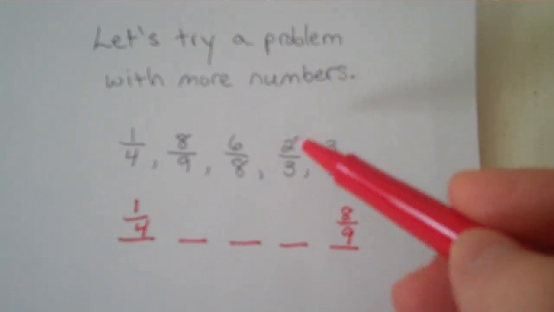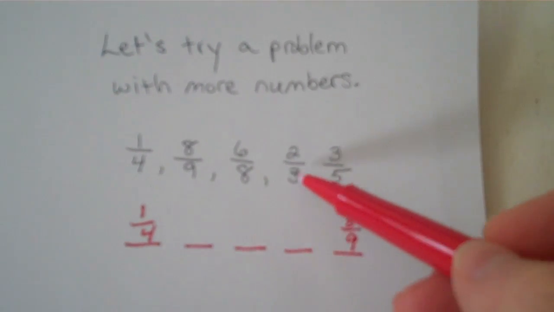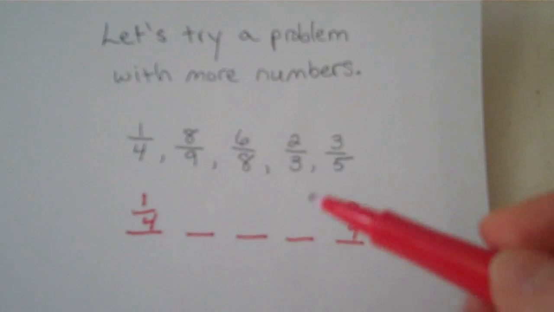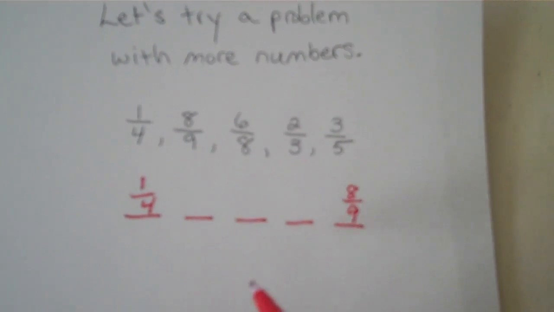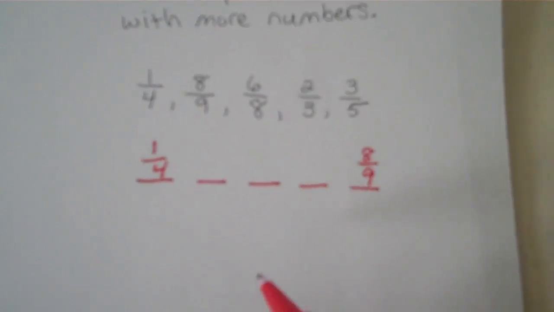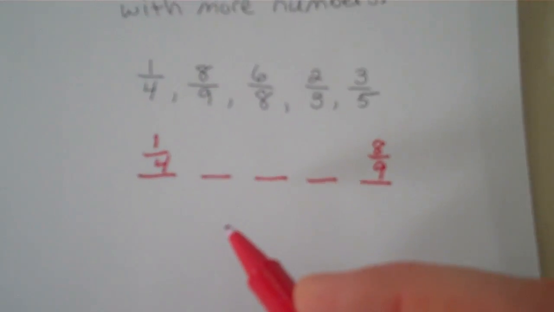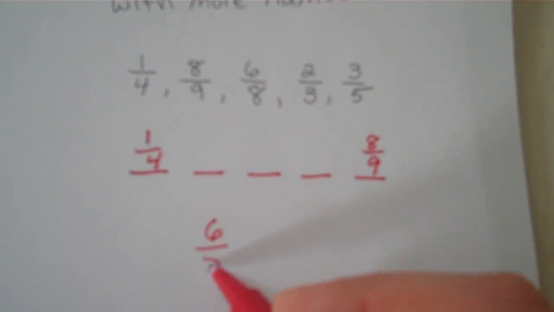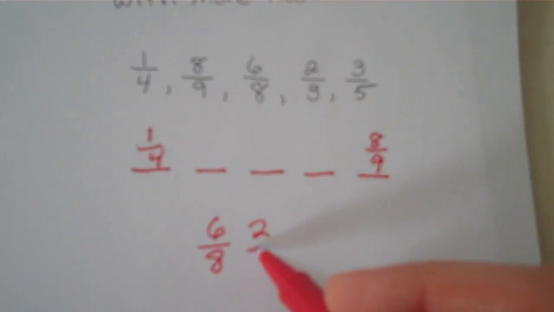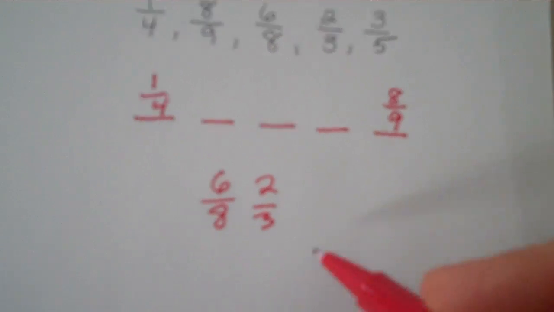1/4 is an easy benchmark, and I know that all of these are bigger than a 1/4. But when it comes to 6/8, 2/3, and 3/5, man, those are pretty close, and I'm just not sure. I'm going to compare 2 at a time. Let's start with 6/8 versus 2/3. They're going to duke it out.